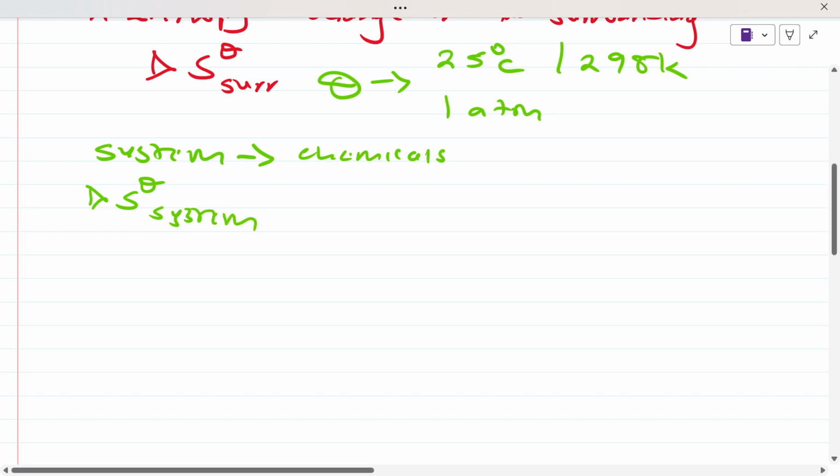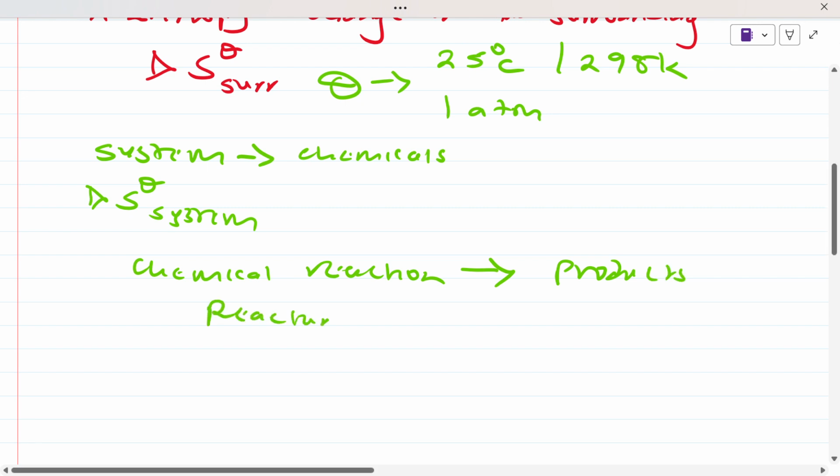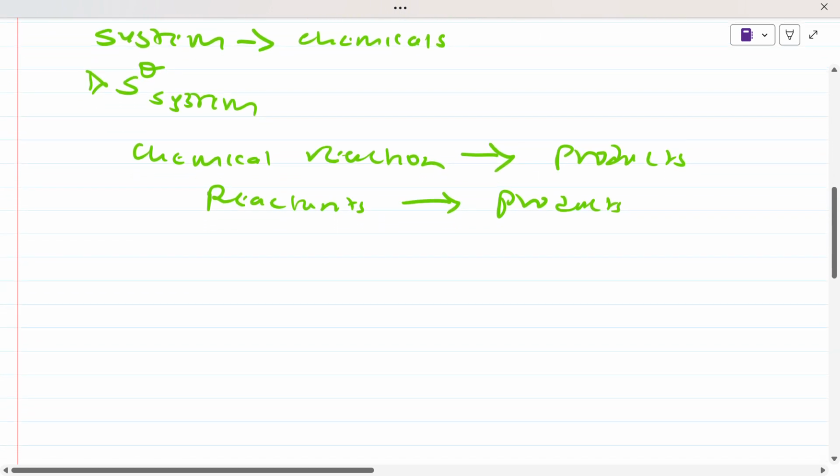And to calculate it, I'm going to have a chemical reaction that is yielding products. So on one side, I have the reactants, and on the other side, I have my products that are formed. So if, for example, I was using sodium as an example, plus chlorine gas, and I'm yielding sodium chloride solid.